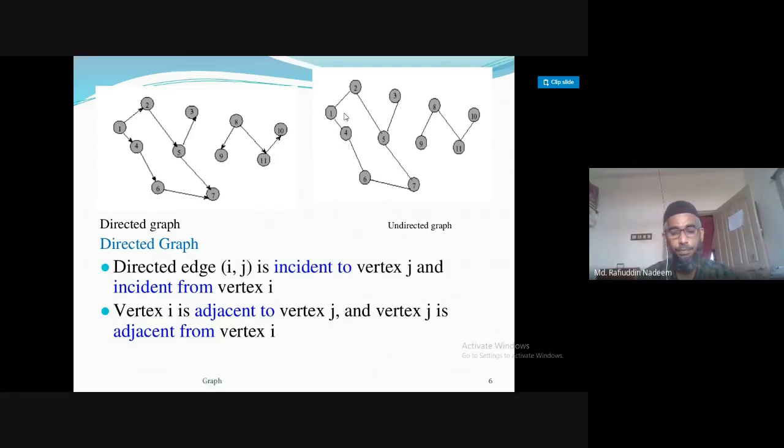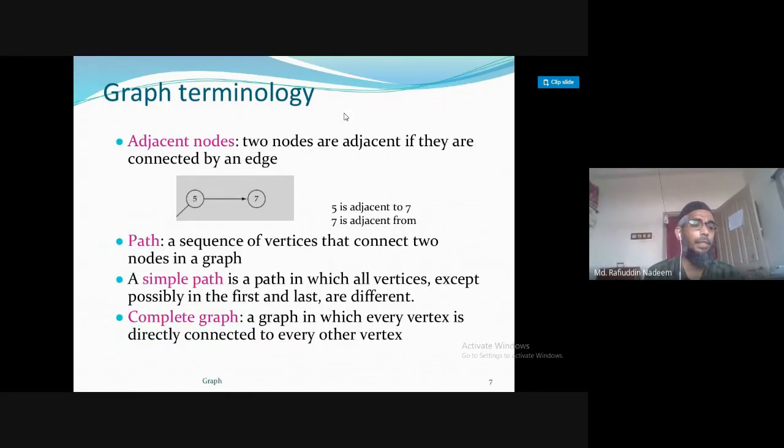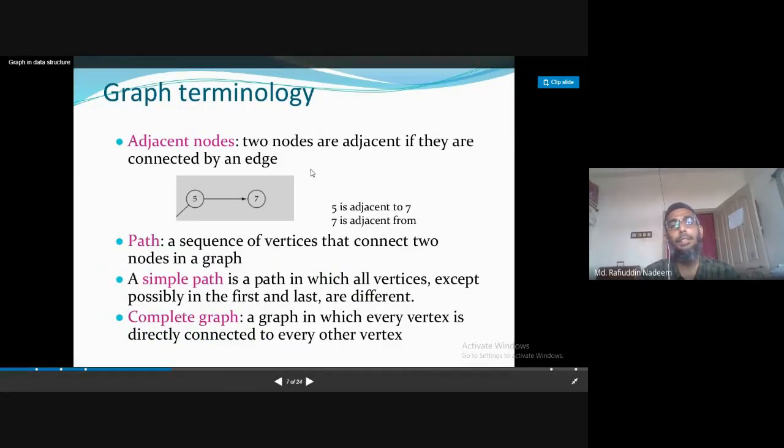Next, we have the various graph terminology which we are supposed to understand. So what are adjacent nodes here? Two nodes are said to be adjacent if they are connected by an edge. So I can say 5 and 7 are connected here. So 5 is adjacent to 7 and 7 is adjacent from 5.